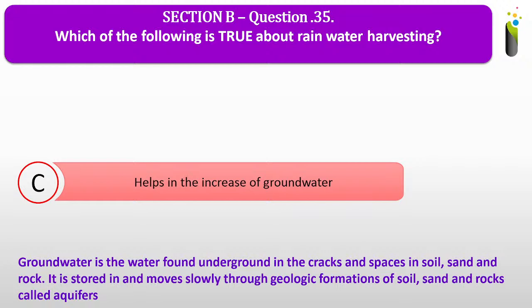Kuldeep Kumar and Kalpana Mishra, you're perfect in answering. My only request to you all is, please write the question number and then your option. Okay, see, groundwater is the water found underground in the cracks and spaces in the soil, sand, and rock. It is stored in and moves slowly through geological formations of soil, sand, and rocks called as aquifers.